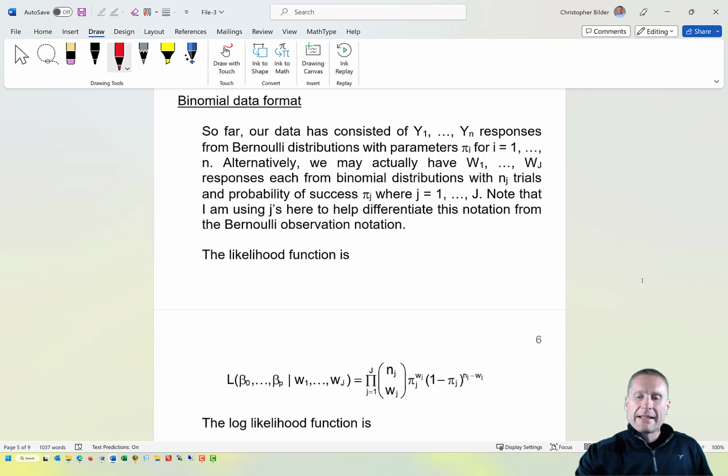So let's say now we have W1, which represents the number of successes for observation 1 out of N1 trials. And we have this all the way up to W sub capital J, which says for the jth observation, what's the number of successes out of N sub capital J trials. I use this J subscript here rather than saying I have N observations, just to help us differentiate the Bernoulli response format data from the binomial response format data.